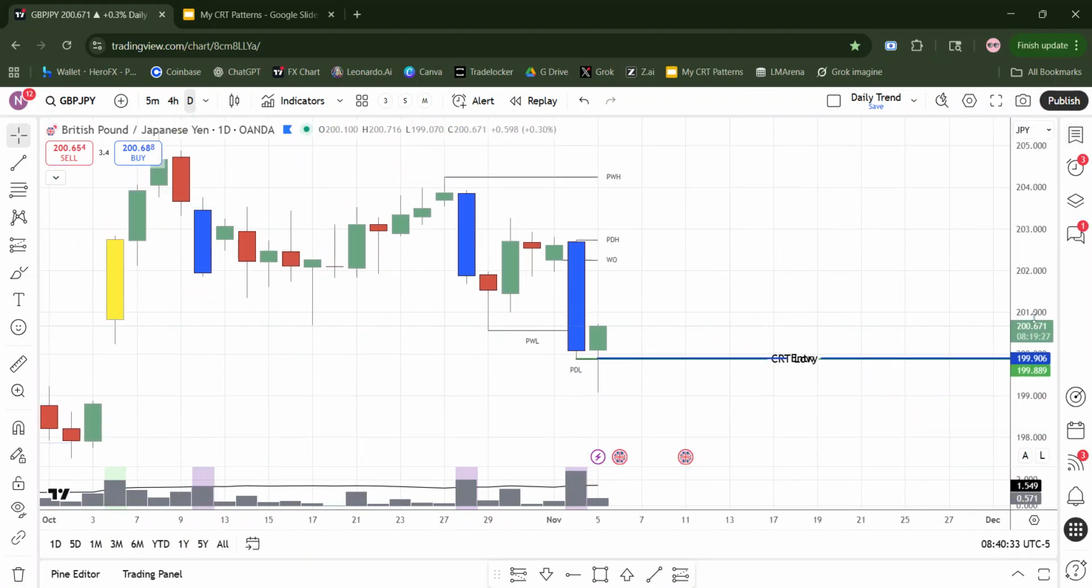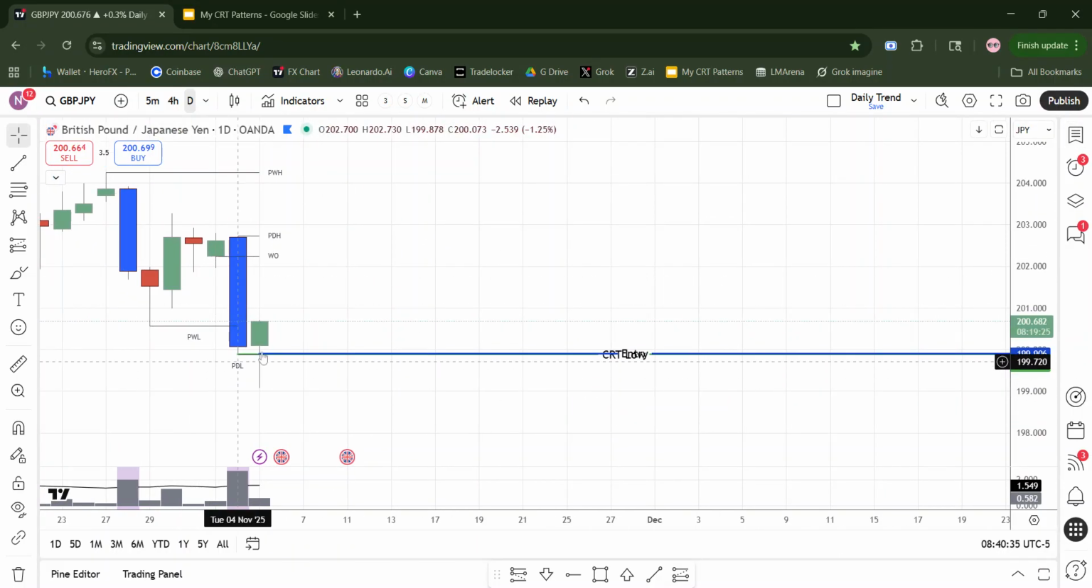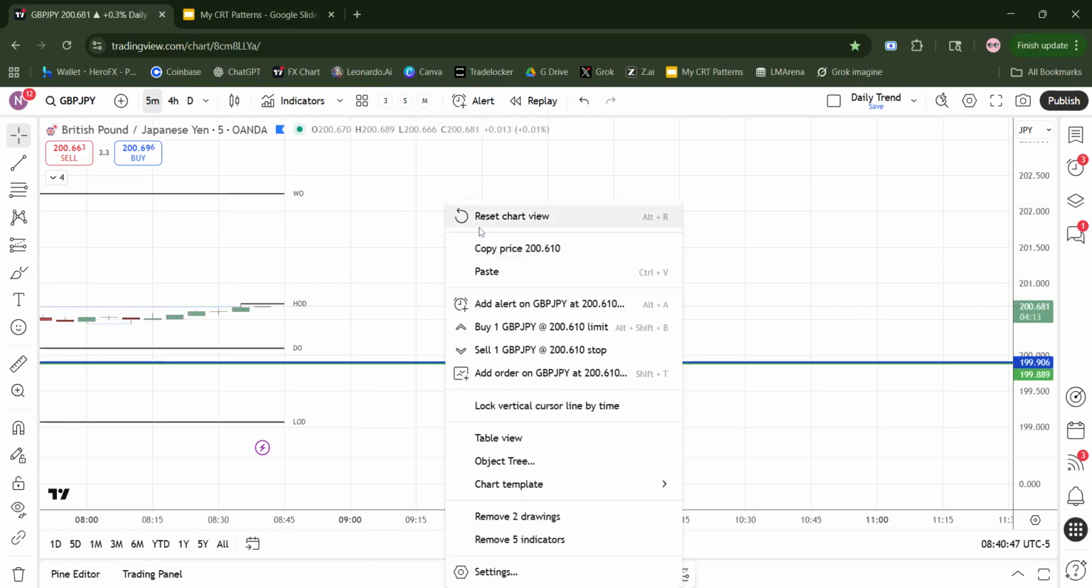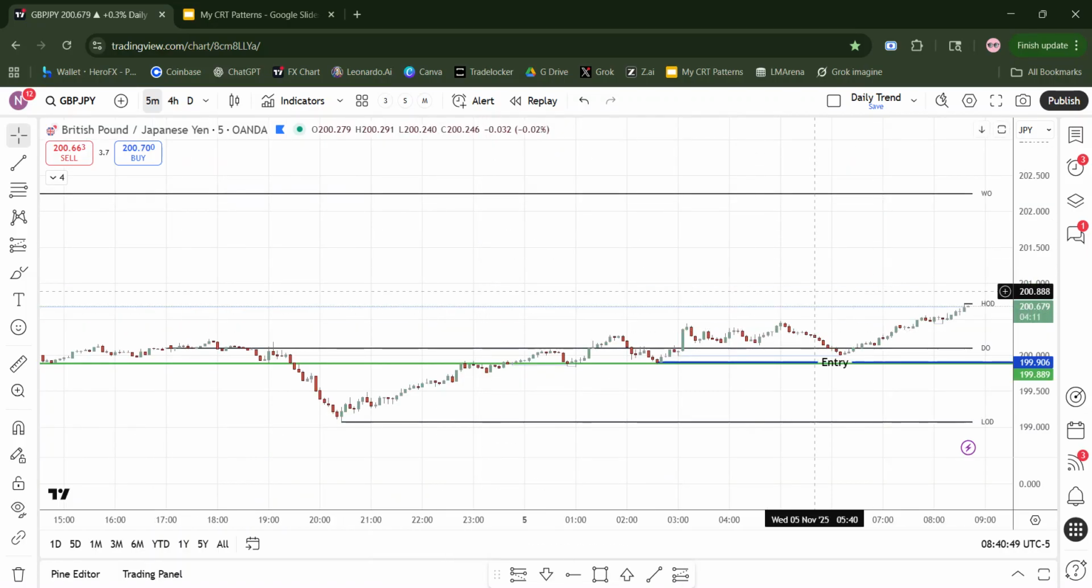Let me close this out. Okay, here we go. We want to see price go below it, and then when it closes above it on the 5-minute chart, above the prior day low, that's our entry signal, and that's it. The easiest way to do this is just to set a price alert. But let's see the best entry.